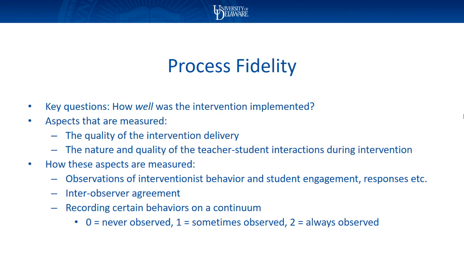So for example, let's think about student engagement. Were the students engaged appropriately? We can do that on a continuum between 0, never observed, 1, sometimes observed, or 2, always observed. And so we can create a mini rating scale and try to provide a judgment on the quality of the delivery and the nature and quality of the teacher-student interaction.